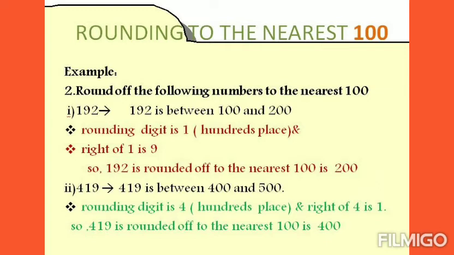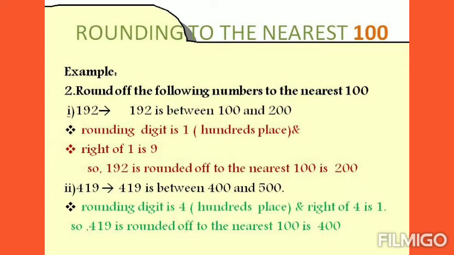Children, this is your next example. In this example, we are going to learn how to round off the numbers to the nearest 100. Okay, here is your number 192. We are going to round off this number to the nearest 100. For that, let us find the rounding digit which is at the hundreds place, as we are going to round off the number to the nearest 100.